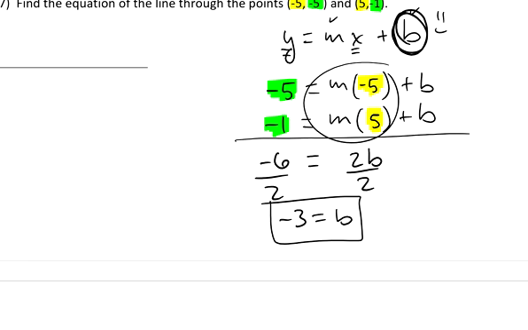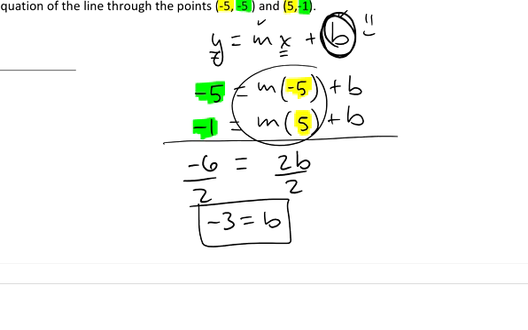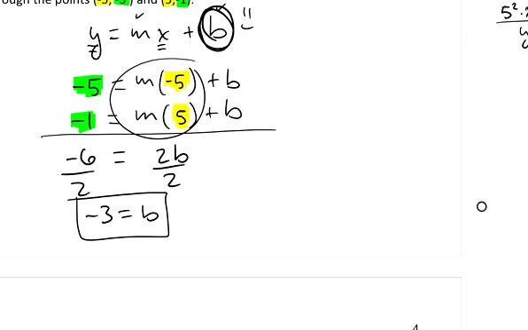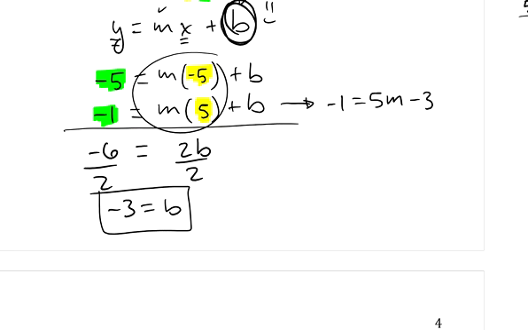slope is still. And I'm just going to plug this value of b into either one of our equations here. I'm going to choose to use this second equation. So I'm going to say -1 equals, and I'll write it as 5m, same thing as m times 5, and then plus b is a -3. So -1 equals 5m minus 3. Now I'm going to go ahead and add 3 to both sides of this equation. Over here that gives me 2 equals 5m.